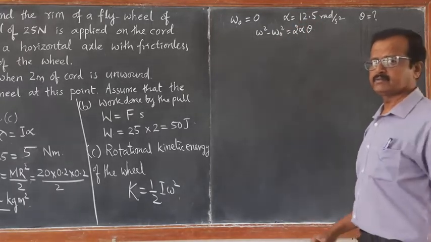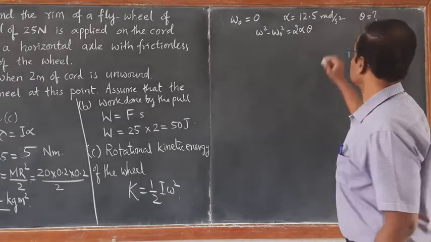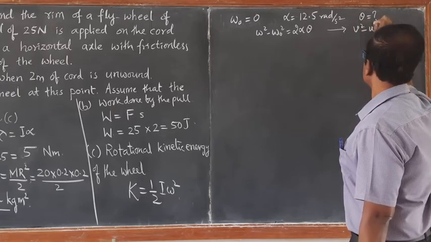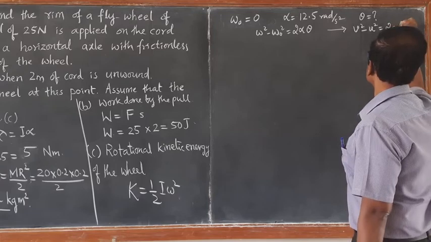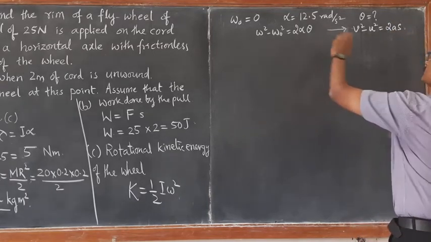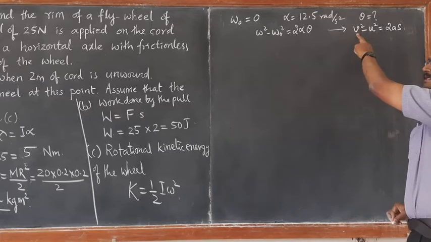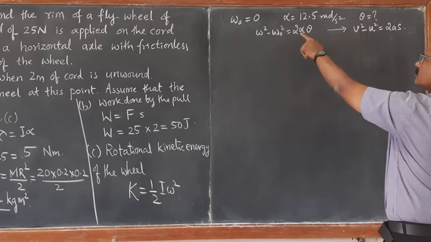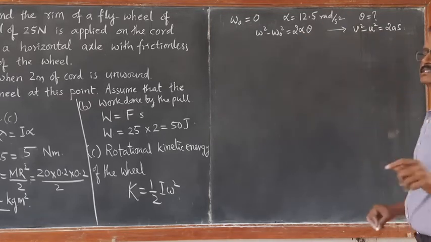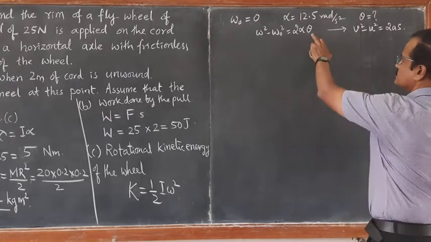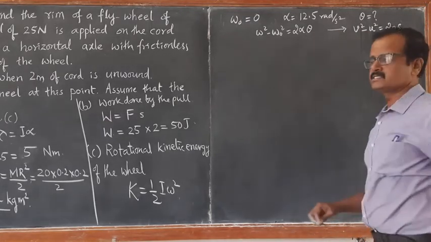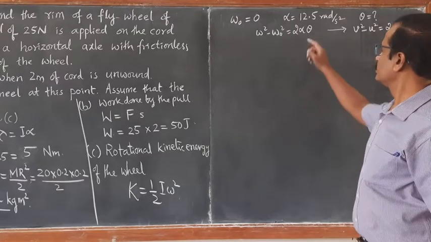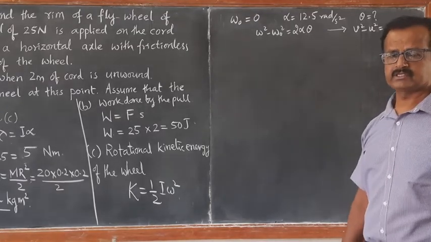This is on the same line as the translational motion equation, v square minus u square is equal to 2as. Here omega is the final angular velocity, v is the final linear velocity. Omega naught is the initial angular velocity, u is the initial linear velocity. Alpha is the angular acceleration, a is the linear acceleration. Theta is the angular displacement and s is the linear displacement. So we can write directly the third equation of rotational motion for uniform angular acceleration.